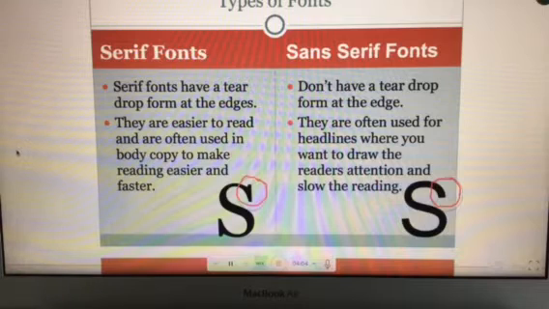Reference your worksheet to write down a little information about types of fonts. First, you will describe a serif font. Next, you will describe a sans serif font. And finally, what is the difference between a serif and sans serif font?